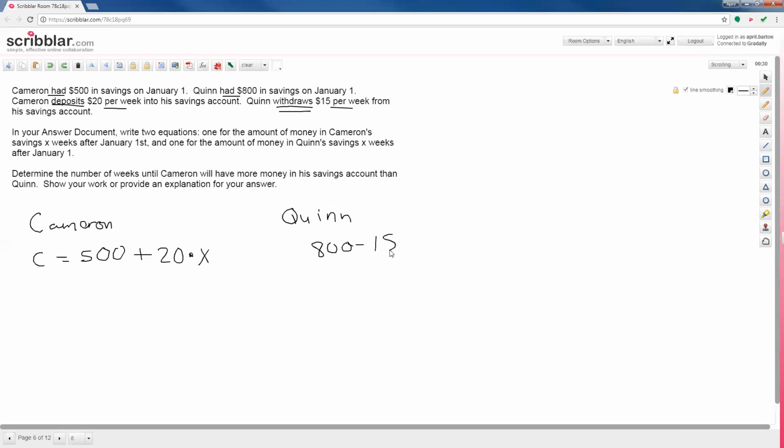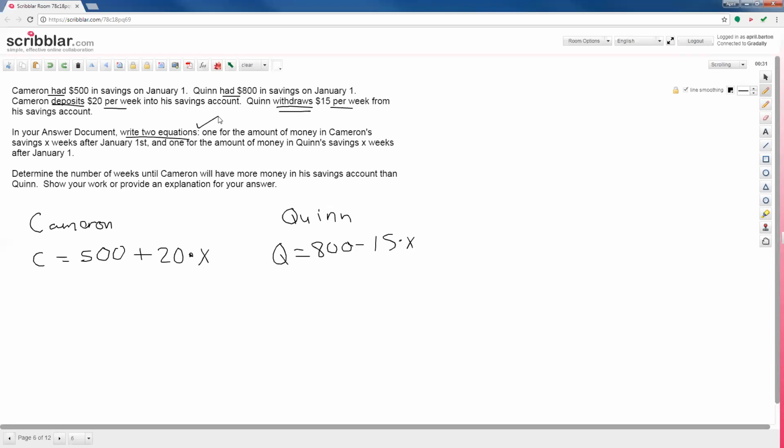So now we have one more piece. We need those variables to get the actual full equation. Quinn had, so that we put the equal sign, Q for Quinn equals 800 minus 15 times X. And you don't have to write the multiply sign in. They're not going to dock you points for having it there, though. So make sure you include those variables. Otherwise, you don't get those full points. So now we've done the first part. Write two equations. We have answered that.